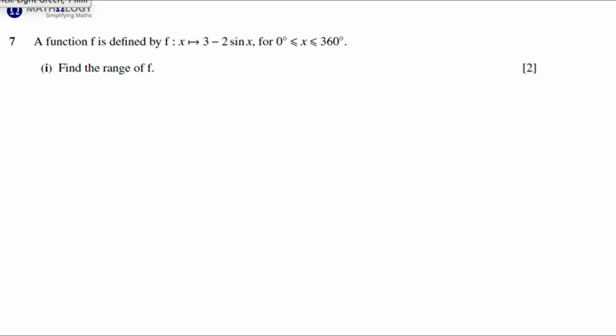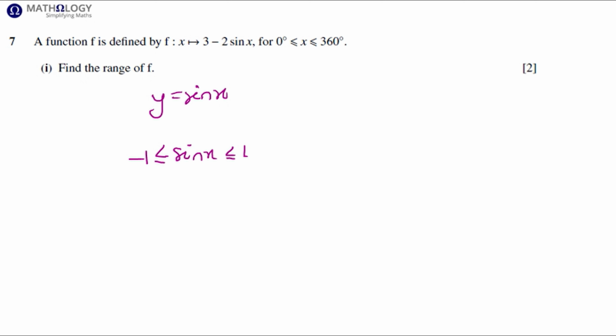If you don't want to draw sketch graphs to determine the range, then again we're going to start with the most basic function, which is y equals sine x. Now by definition, sine x has got a maximum value of 1 and a minimum value of negative 1. Sine x can never be greater than 1, it can never be less than negative 1. So by definition, sine x is less than or equal to 1, greater than or equal to negative 1.